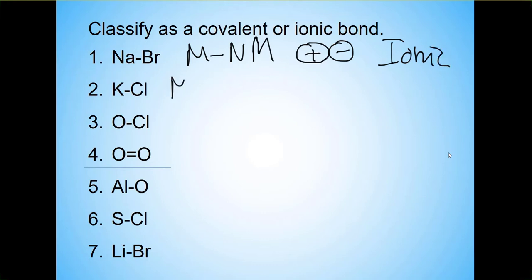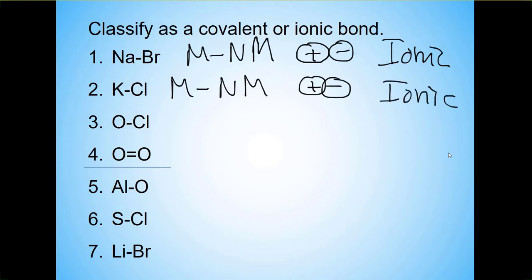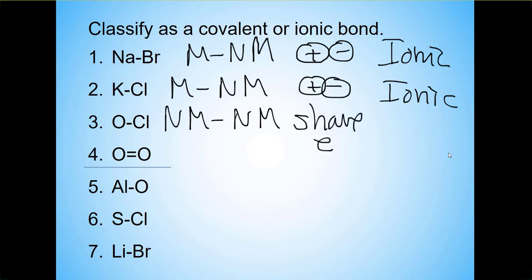This next one is also a metal and a nonmetal. And so again, the nonmetal will strip that electron away, and you'll have that electrostatic attraction that we call ionic bonding. Number three, we have a nonmetal with a nonmetal. They are going to pull about equally. They are right next to each other on the periodic table or pretty close, and so they will end up sharing electrons. This is a covalent bond.